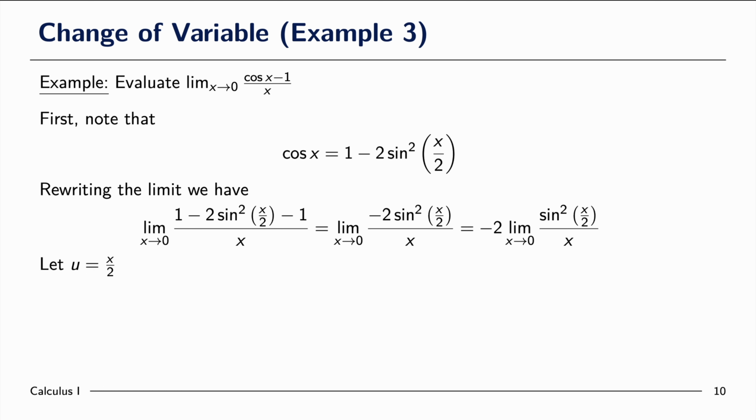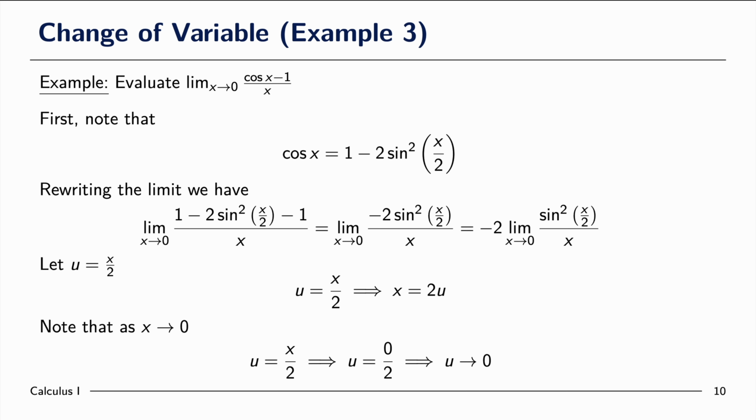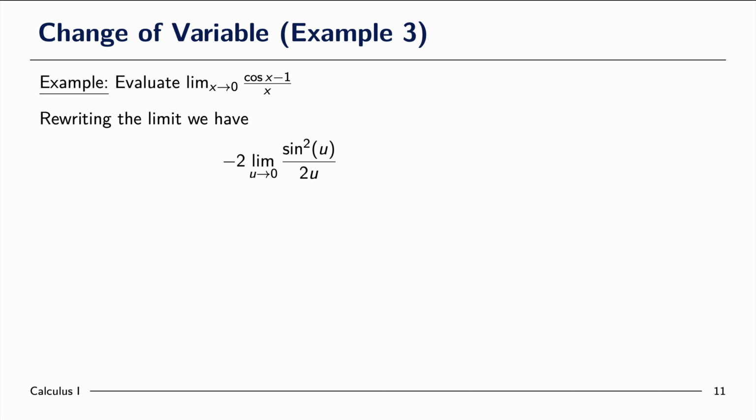So we can let u equal x over 2. If u is equal to x over 2, then x is equal to 2u. And note that as x approaches 0, u also approaches 0. So now we can rewrite the limit in terms of u. We have negative 2 times the limit of sine squared u divided by 2u as u approaches 0.